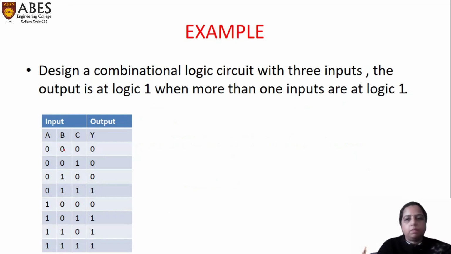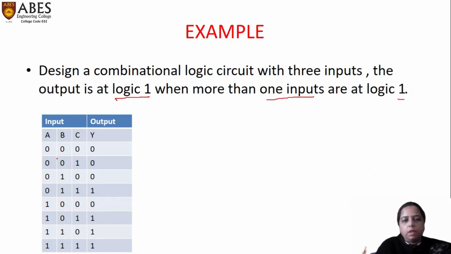this truth table, since we have three inputs, A, B, C are the three inputs, and three inputs will have 8 combinations starting from 0, 0, 0 to 1, 1, 1. So here we have drawn a truth table in which we have three inputs and one output. And what does this problem say? That the output is logic 1 when more than one input is at logic 1.